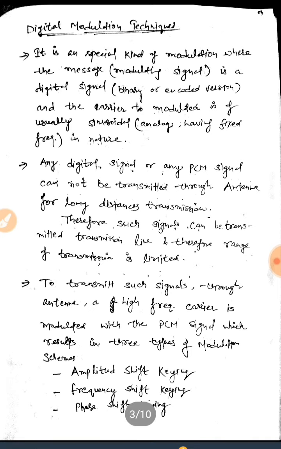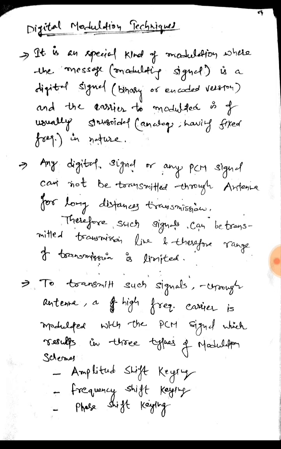So till now we have seen the analog modulation techniques, that is amplitude modulation, frequency modulation and phase modulation, in which the message signal and the carrier signal both were in the form of continuous wave signals, that is both are analog signals.